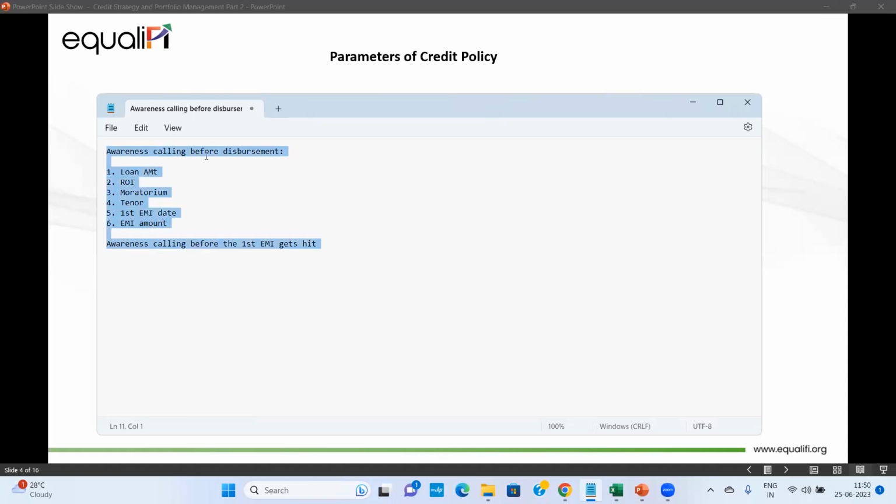Right? So these are basically proactive methods of collection. The first one eliminates any kind of misunderstanding, any future dispute between the loan granting company and the customer. And the second one ensures two things. What are those two things? One, whether the customer has received the repayment schedule or not. Second, whether there is any miscommitment or not. Correct me if I'm wrong. Am I correct in this aspect?